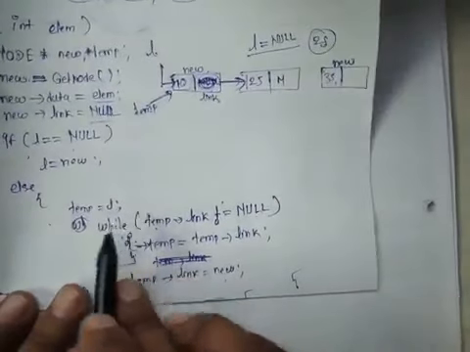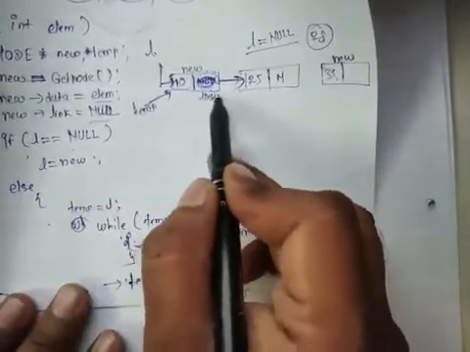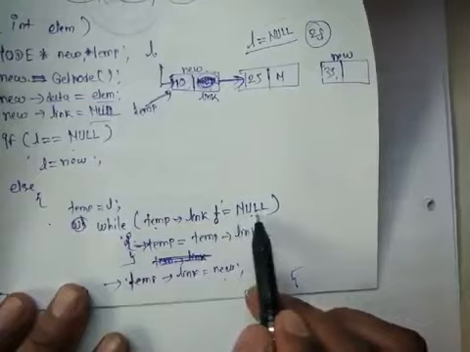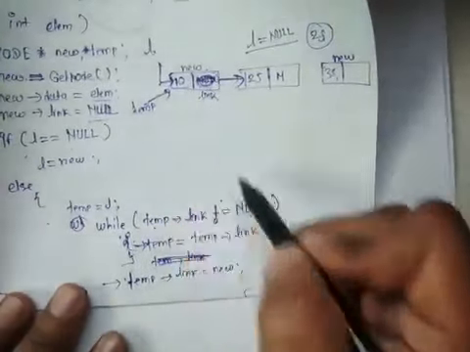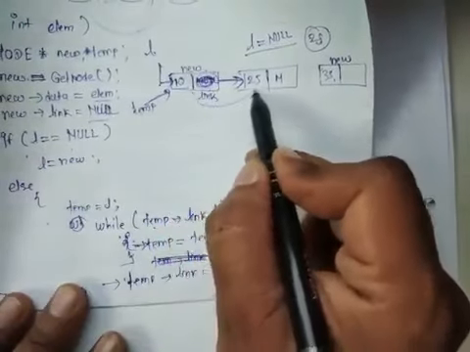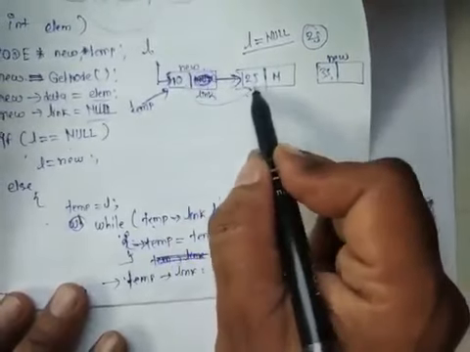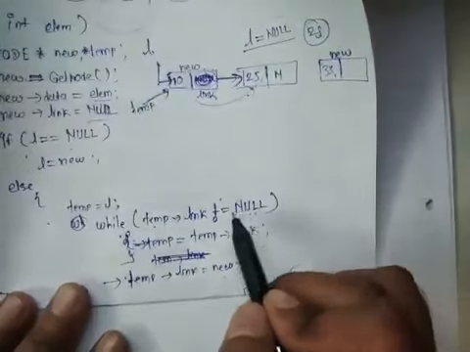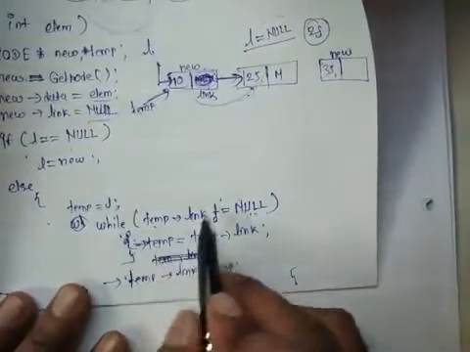Now the next line: temp of link is not equal to null, true. Temp of link is not holding the value null, it is holding the address of the next node, that is the address of 25. So it is not equal to null. The condition is satisfied, so it will jump to the while loop.